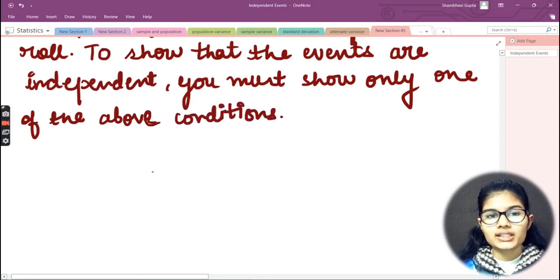So to show that the events are independent, you must show only one of the above conditions. So if the two events are not independent, then we say that they are dependent.